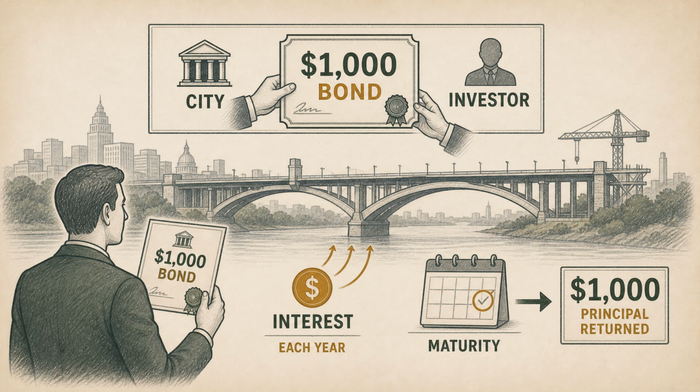Picture this. A city issues a $1,000 bond to build a bridge. You buy it. The city pays you interest each year. At the maturity date, the city returns the $1,000. The bridge is the project, but the bond is the loan.